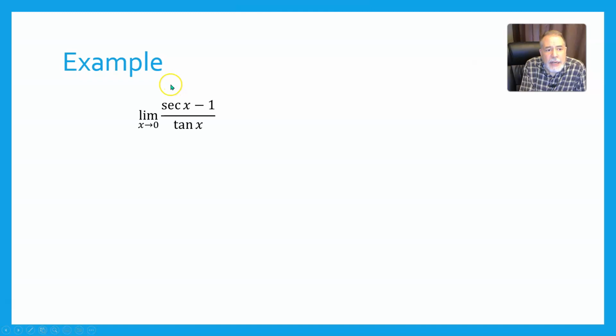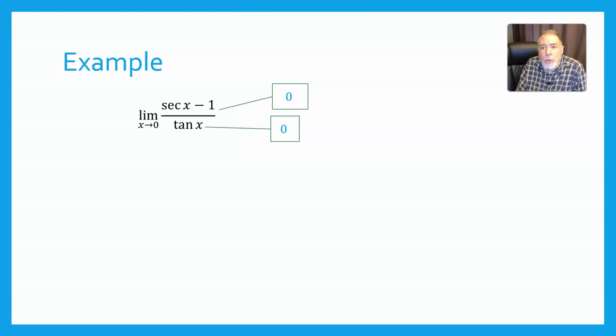Now, the secant of 0 would be 1. It would be the reciprocal of the cosine of 0, but that's also 1. And then 1 minus 1 would be 0. And the tangent of 0 would be 0. So we have a numerator and a denominator that are both individually approaching 0. So how can we solve this puzzle? What can we do to transform this into something where we don't just get a 0 on top and on the bottom?